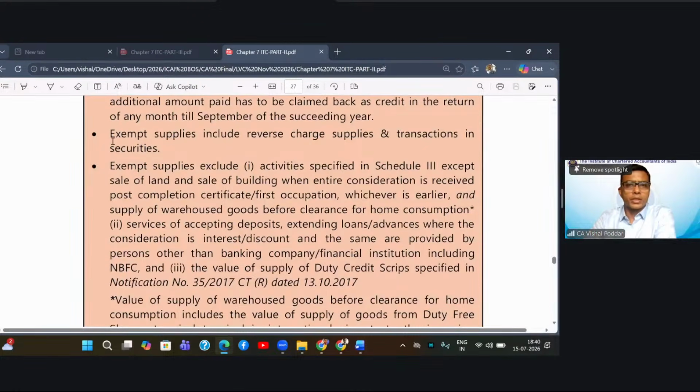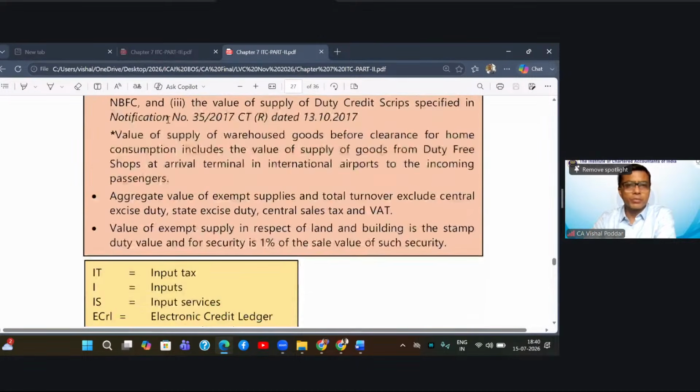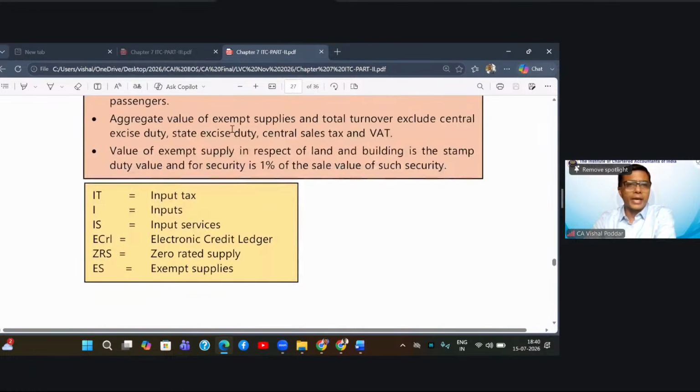Exempt supplies include reverse charge and transaction in securities, which we discussed. Exempt supplies will exclude Schedule 3 supplies except a few. So there are a few Schedule 3 supplies which will be included, otherwise it excludes Schedule 3 supplies. Then the aggregate value of exempt supplies and total turnover excludes various taxes. That is the basic value, excluding any tax, GST also and other taxes also.